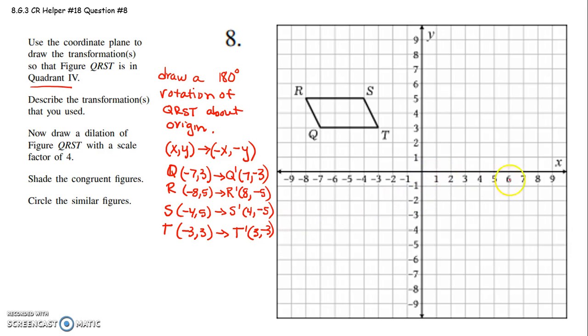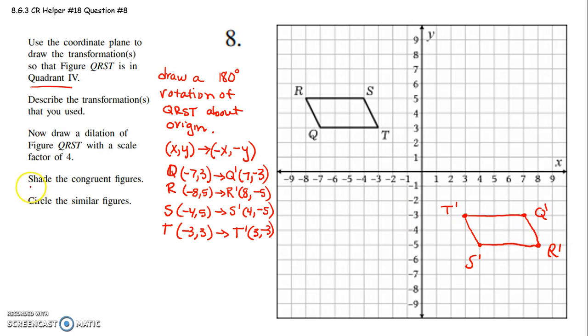Okay, so 7, -3 is my Q prime. 8, -5 is my R prime. 4, -5 is my S prime. And 3, -3 is my T prime. This is a 180-degree rotation of that original parallelogram.